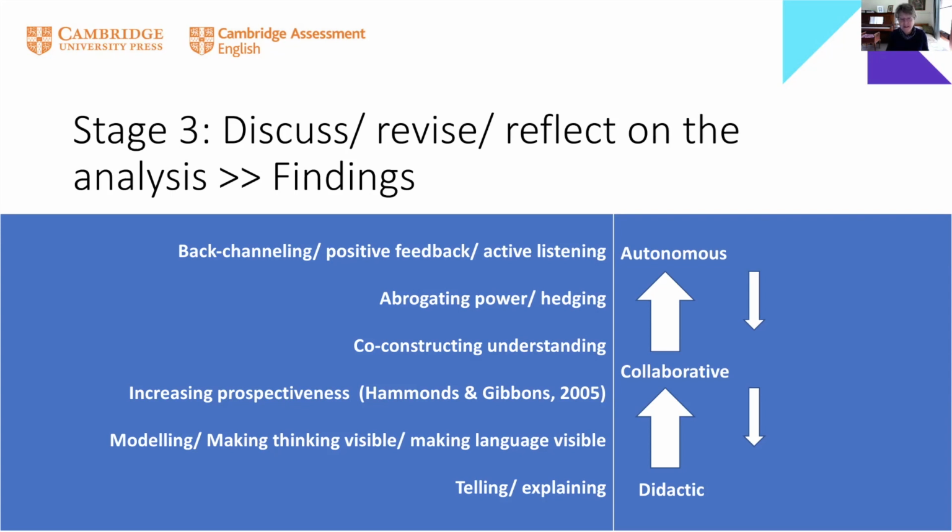And as a result of that, we came up after much discussion in our group with this set of strategies for feedback on writing, moving from the didactic, telling, giving information, and then modeling, for example, making our thinking and making the language visible for our students, through to more collaborative interactions, such as increasing perspectiveness. The idea of that is that through questioning, you push your students forward in their understanding. And then more collaboratively still, co-constructing understanding, and then finally abrogating power, hedging.